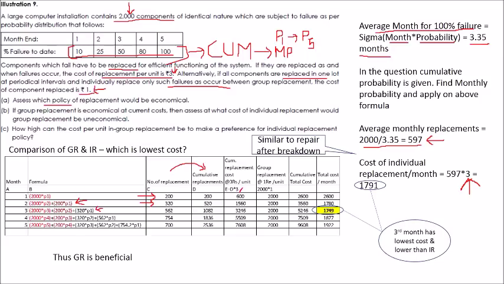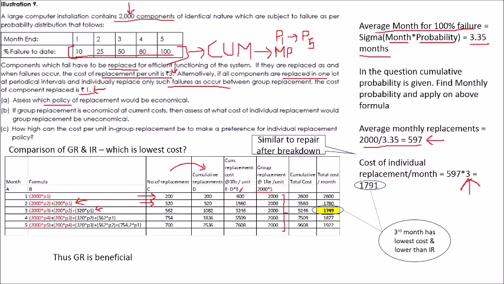Okay, but here we have installed a group replacement policy also. For group replacement, I am just assuming that every month I am going to replace it, and 2000 multiplied by 1, so 2000 is the consistent monthly cost.